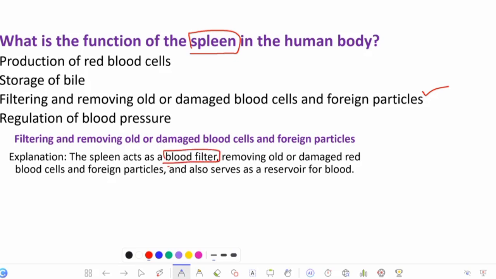Number 1, removing all the damaged red blood cells, because red blood cells have just a 120 days life. So after these 120 days, these red blood cells should be removed from the body and new RBCs should be formed, and the spleen also serves as a reservoir for blood. So the correct option is filtering and removing old or damaged blood cells and foreign particles. This is the function of the spleen.